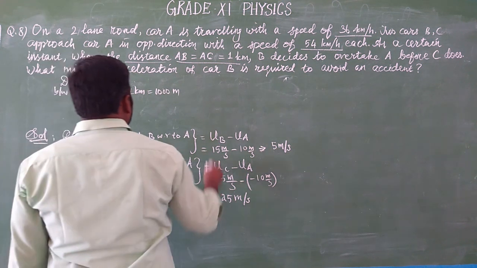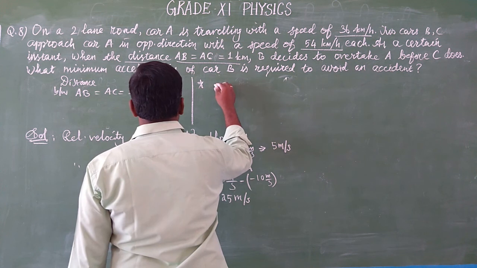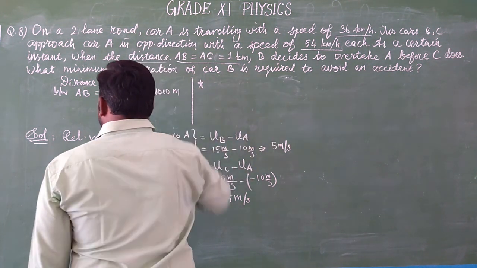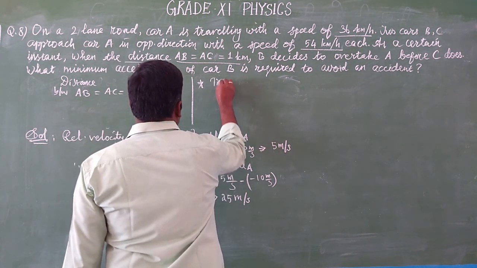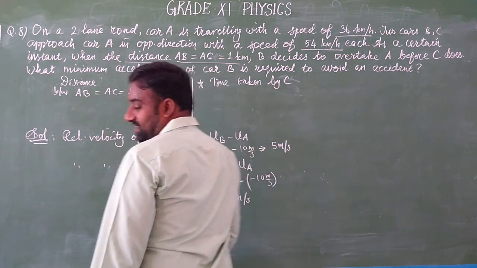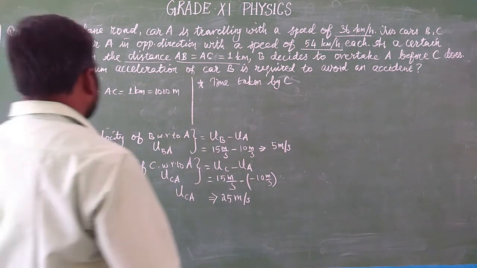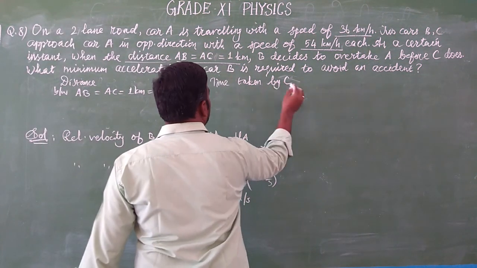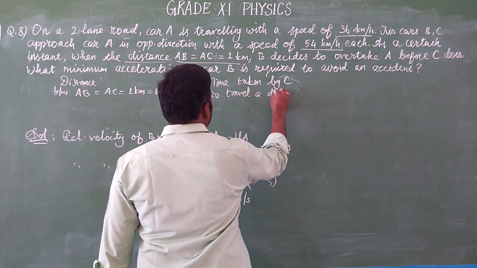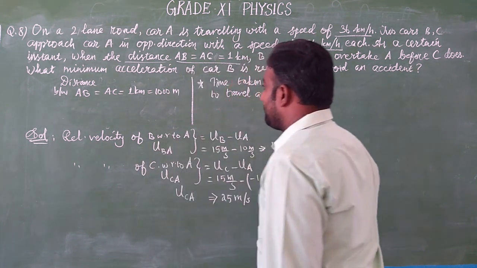Okay. The next step, we want to find the time taken by C to reach A. Time taken by C to travel a distance AC. What is the formula?